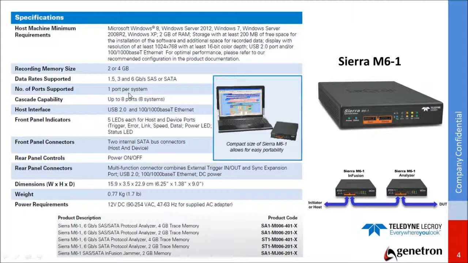The cascade configuration can also be used in tandem to combine simulation, jamming, and trace capture, where at least one M61 is licensed as a protocol analyzer and the other as a jammer model. The M61 is not capable of performing the compliance test.